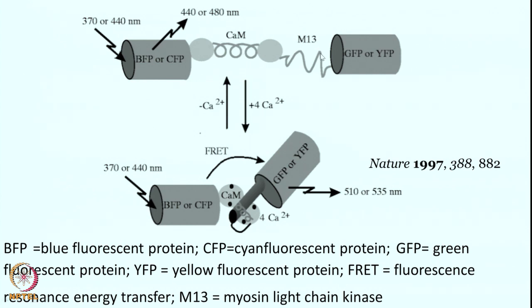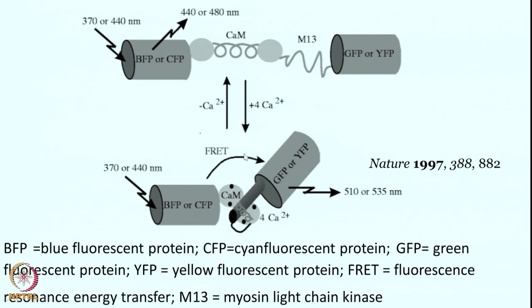So this calmodulin is modified, of course, and two different proteins are attached to it. Once calcium binds, it folds, as you have seen how it folds, how it gives rise to a very organized structure. Overall, that calcium binding and organization of the calmodulin gives rise to a situation where this calmodulin, now organized, is bringing these two fragments of the blue fluorescent protein and green fluorescent protein together, resulting in fluorescence resonance energy transfer, FRET.